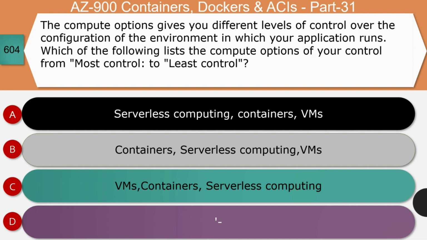Next question. The compute options give you different levels of control over the configuration environment in which your application runs. Which of the following lists the compute options from most control to least control? In descending order, you have to choose between these three: serverless computing, containers, VMs; containers, serverless computing, VMs; or VMs, containers, serverless computing. The right answer is VMs first, containers next, and serverless computing last, where you have the least control. And so the right answer for this question is option C.